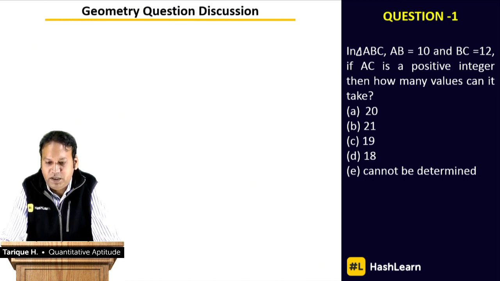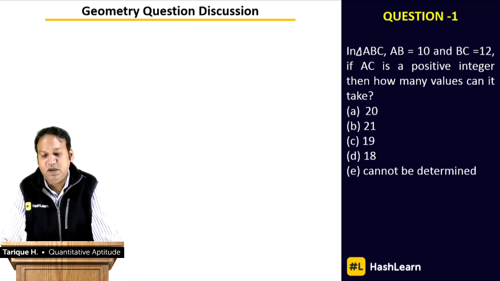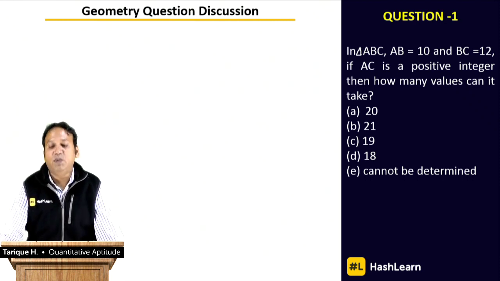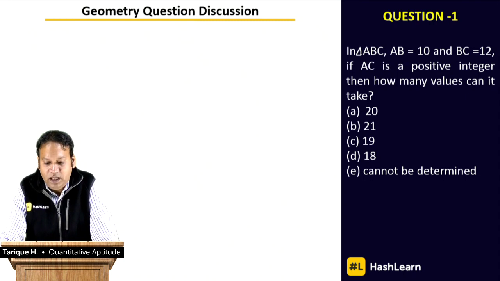In triangle ABC, if AB equal to 10 and BC is equal to 12, if AC is a positive integer, then how many values can AC take? And the answer options are A 20, B 21, C 19 and D 18. So what is the answer for this question?